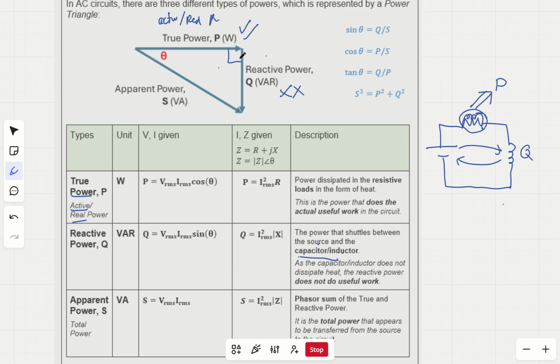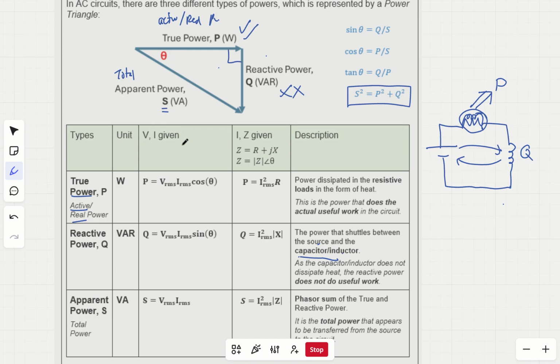Okay, so in this triangle, the hypotenuse of the triangle is called the apparent or the total power. So basically this is the phasor sum of the true power and the reactive power. Okay, we can use the Pythagoras theorem to find this value.